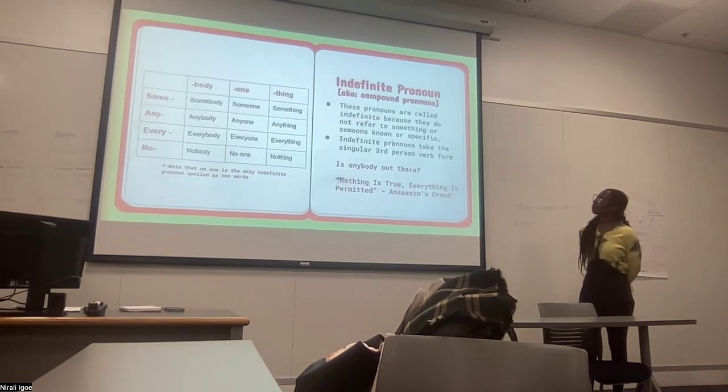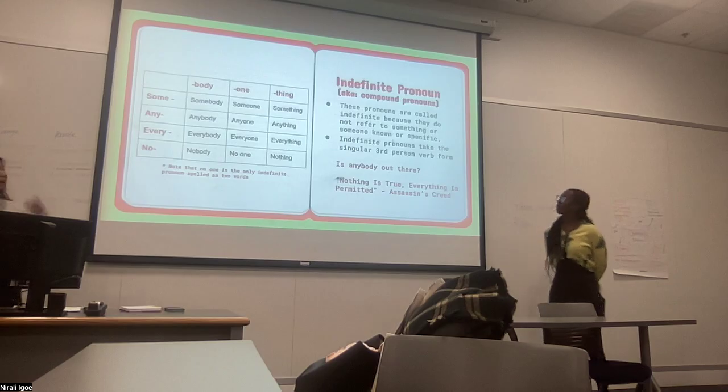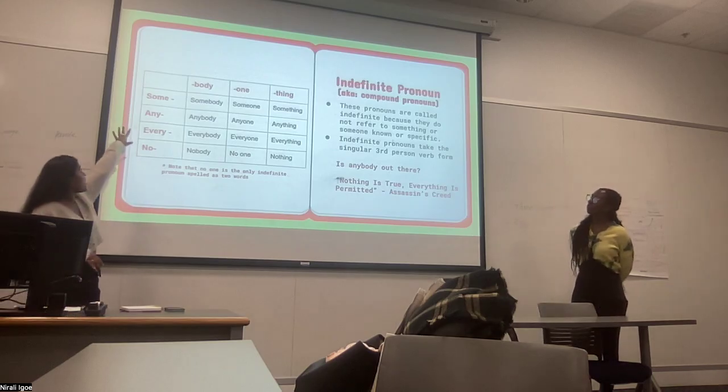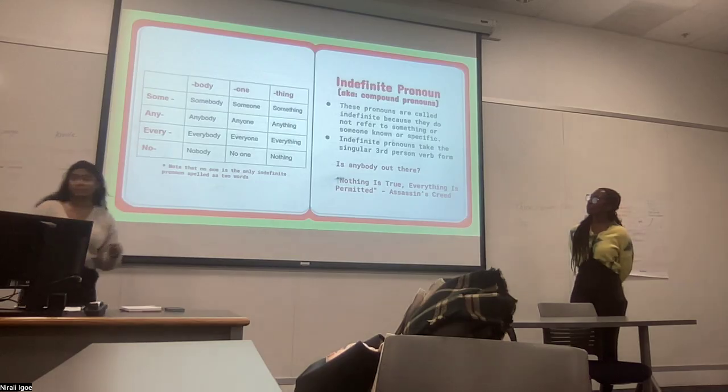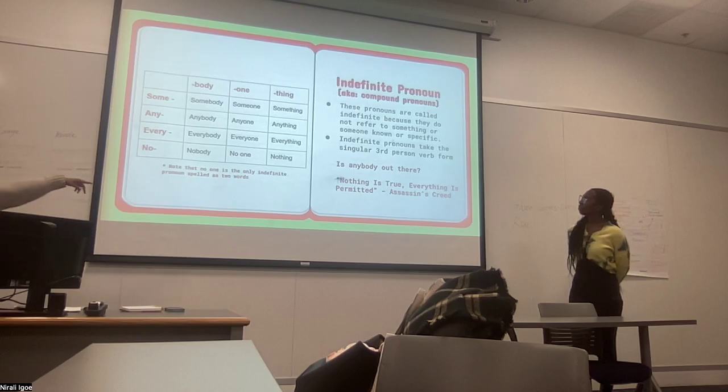And our last pronouns, indefinite pronouns. They are also known as compound pronouns. This is because, as you might see, we're combining words. Okay? So these pronouns are called indefinite because they do not actually refer to something specific or someone specific. Indefinite pronouns take the singular third person verb form. As you can see, "Is anybody out there?" Or "Nothing is true, everything is permitted," which is an Assassin's Creed quote. Don't put anything. Read that.